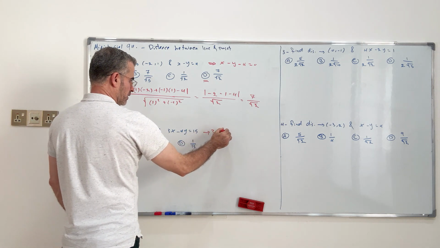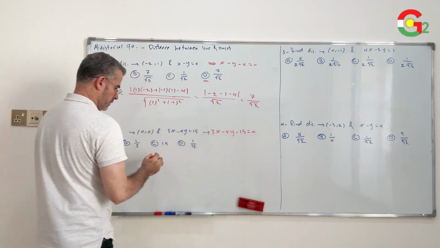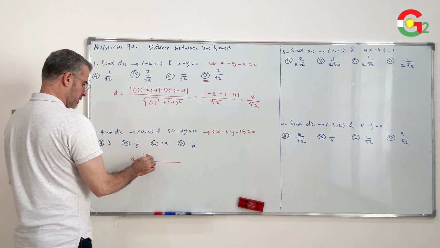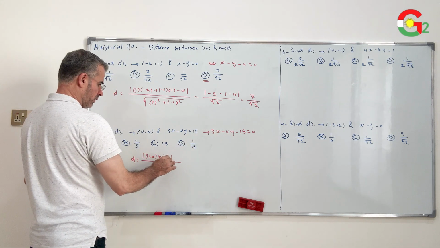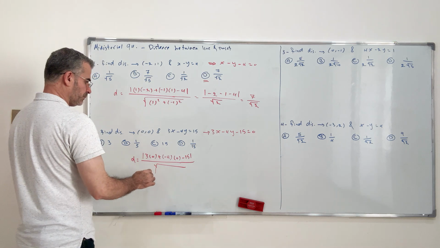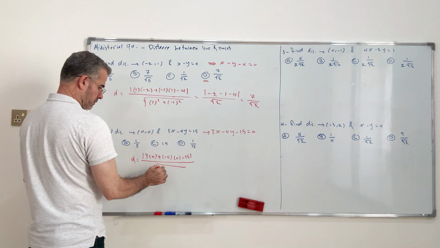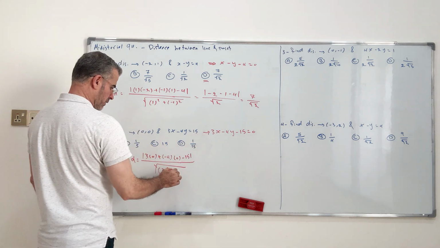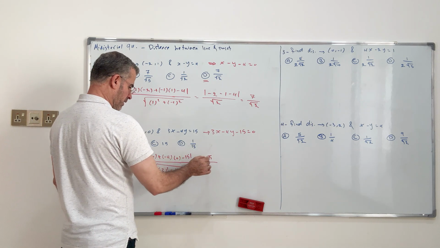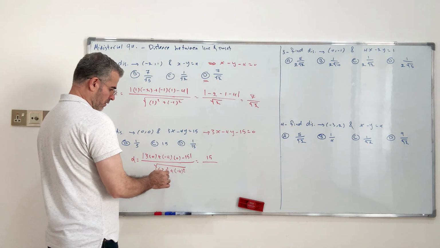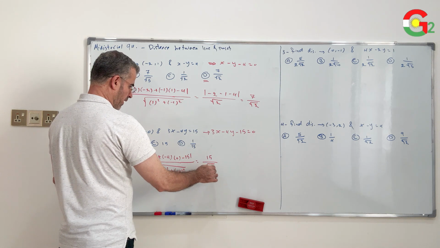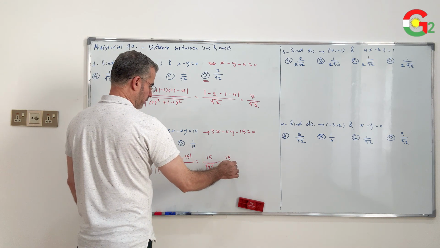Question number 2: find the distance between point (0, 0) and the line 3x minus 4y equals 15. Rewrite this line in general form, then find the distance. Distance equals the absolute value of a, 3 times 0, plus b, negative 4 times 0, plus c, negative 15, over the square root of a squared, 3 squared, plus b squared, negative 4 squared, equals 0 plus 0 minus 15, absolute value 15, over the square root of 9 plus 16, the square root of 25, equals 15 over 5.